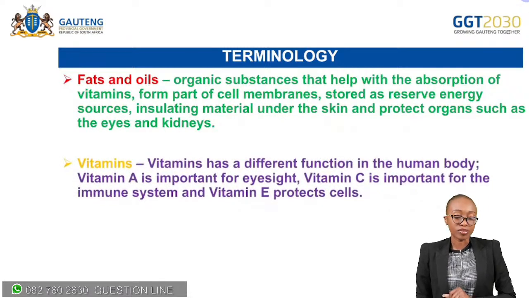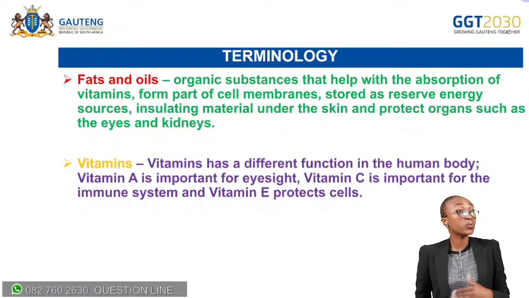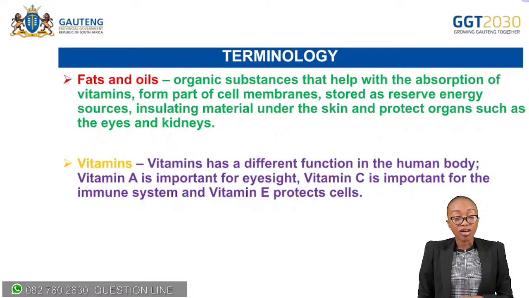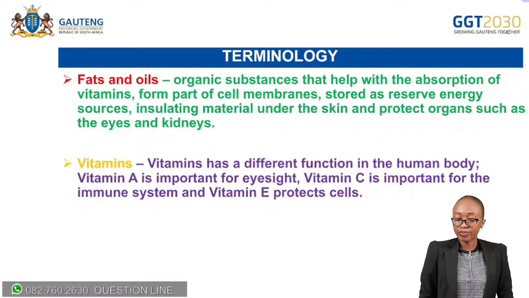Vitamins. What are vitamins? Vitamins have a different function. So there's different vitamins with different functions. So vitamin A is for eyesight. Vitamin C is important for the immune system, and vitamin E protects cells.